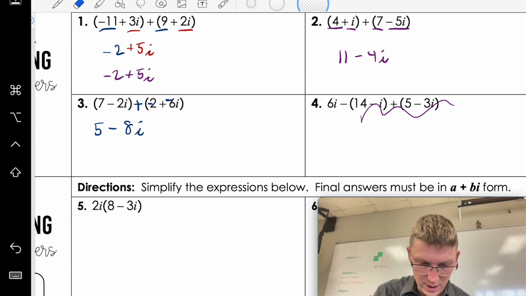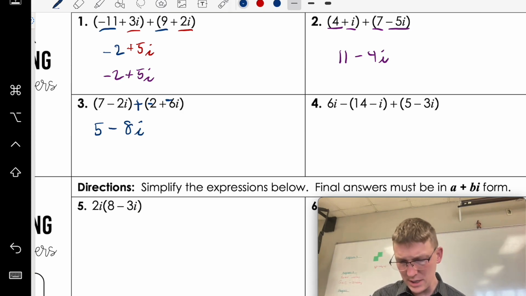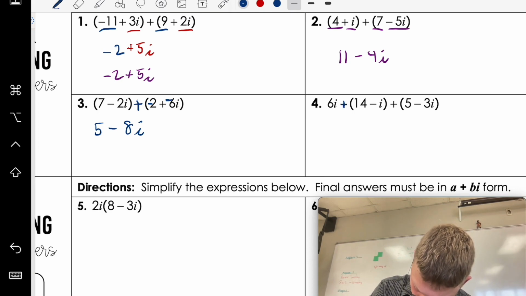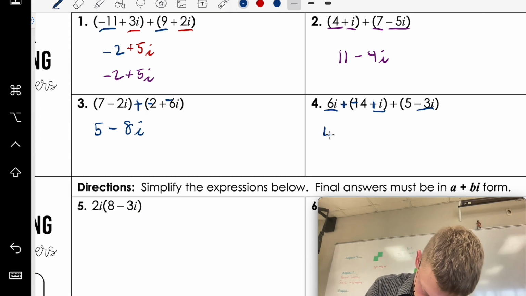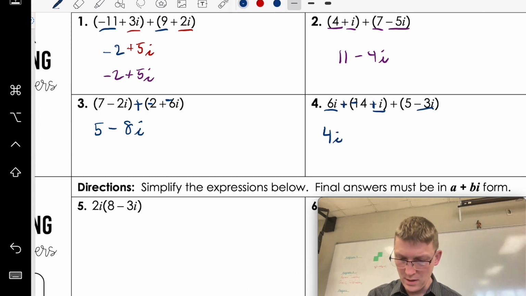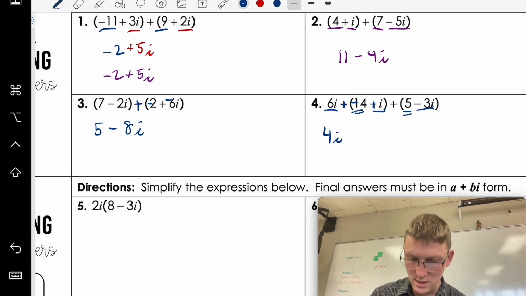And then if we're to come over here to number 4, okay, so we've got a couple of extra things going on, but again, just treat i like an x, and then we should be okay. So we're just going to combine. Well, first, I'm going to distribute this so that I don't forget about it. And then we're just going to combine like terms. We have a 6i, a regular i, and a -3i. So that's going to be 3, 4. We're going to have 4i. And then we've got a -14 and 5. So -9.